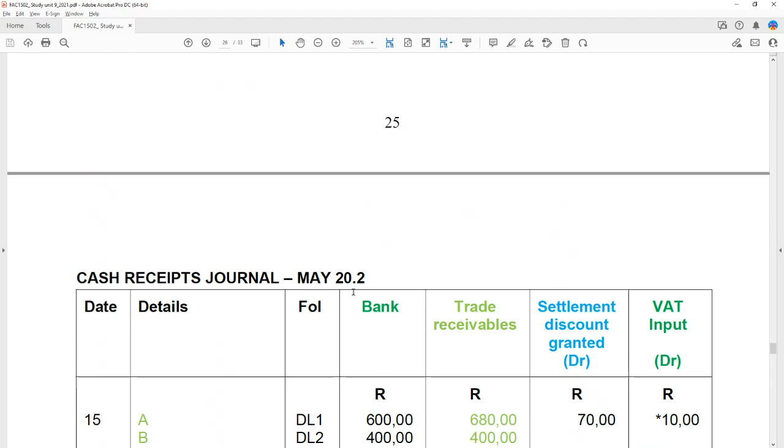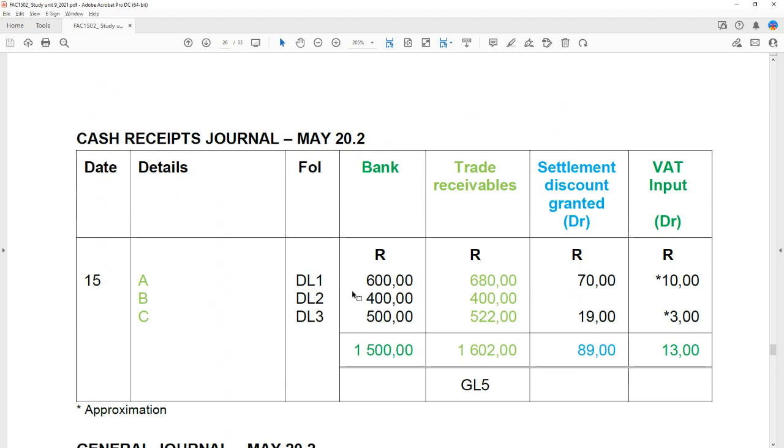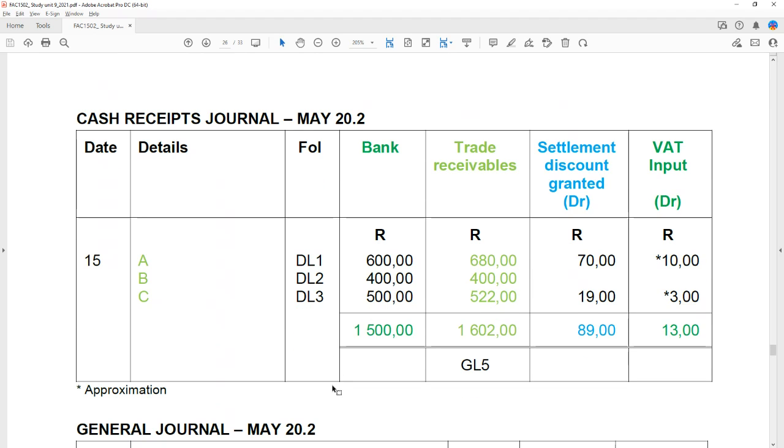Then we have the cash receipts journal for May, where we have received payments from A, B, and C. We can see, for example, that customer A, or debtor A, paid before his credit term and therefore received a settlement discount. Debtor C also paid before his normal credit term, and also received a settlement discount of 19 Rand.